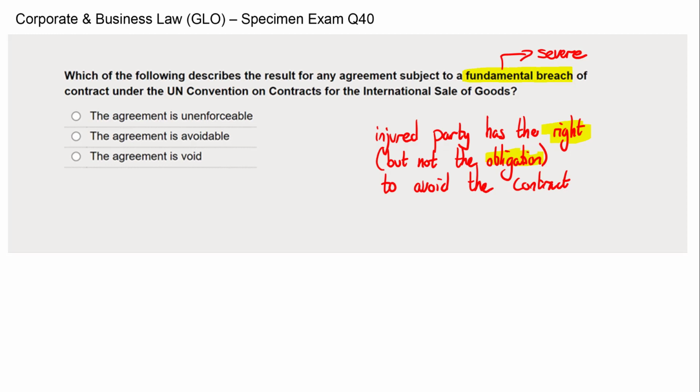So, on that basis, the agreement is enforceable, so it's not unenforceable. The agreement is avoidable. It's the able bit that's really important. It's not void, but it can be voided by the injured party.